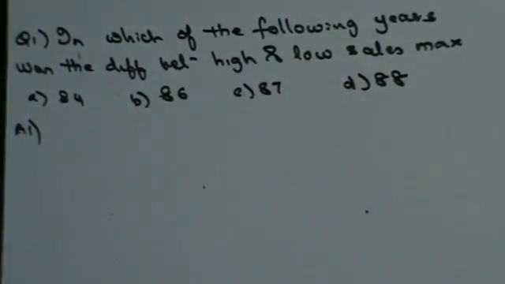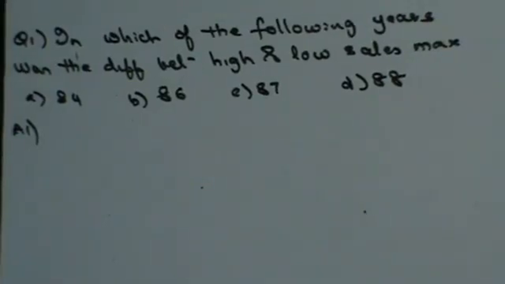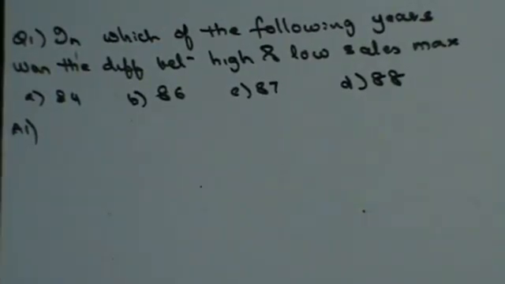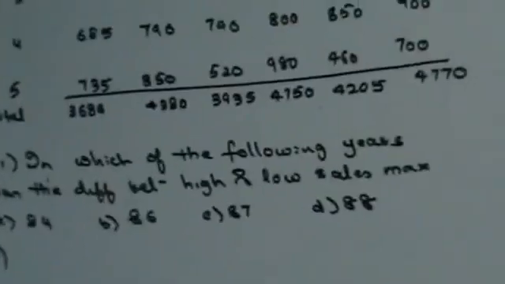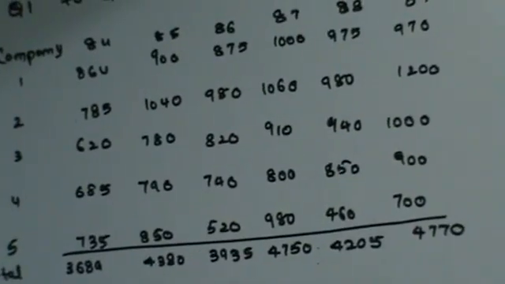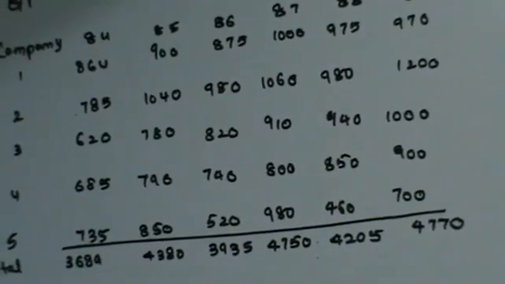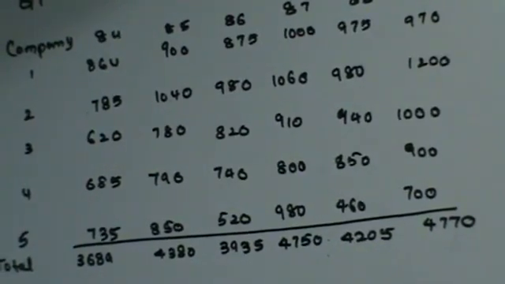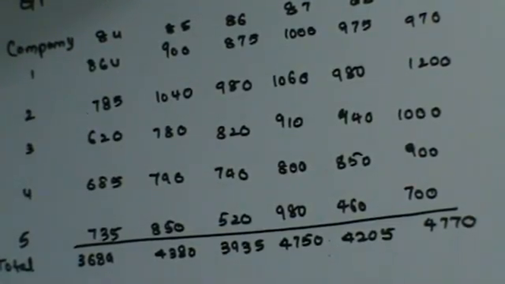Now let's see this. In the year 84, the maximum sales is 864, the minimum sales is 620, that means 244 approximately. 240 is going to be the difference. In 86, the maximum sales is 980 and the minimum sales is 520, so that was 460.